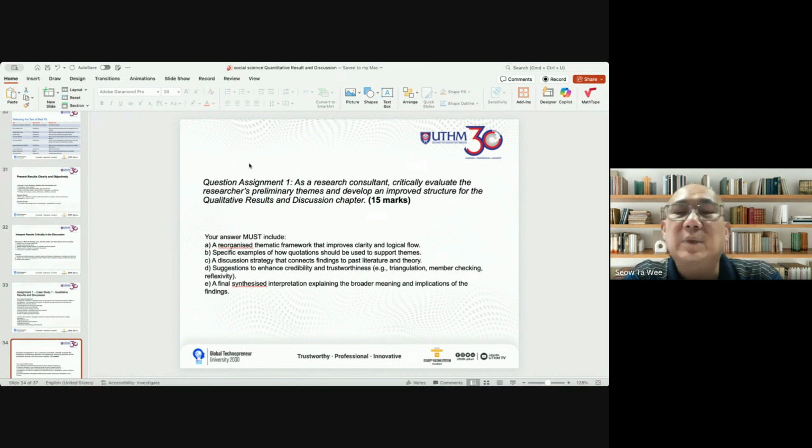So your discussion must have this, and then suggestions to enhance the credibility and trustworthiness, like member checking, reflexivity, and so on. And then the final synthesis, the interpretation, explaining the broader meaning and implications of the findings. So you try to come up with this for me, okay?